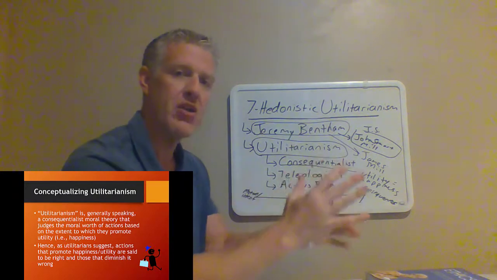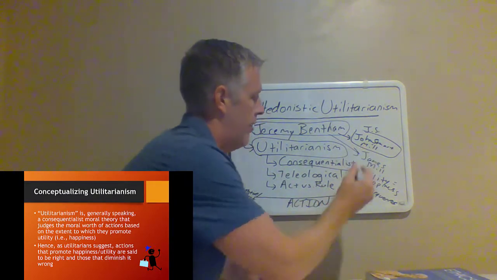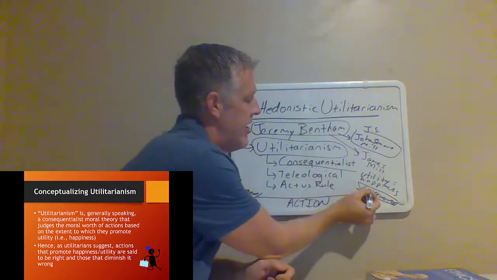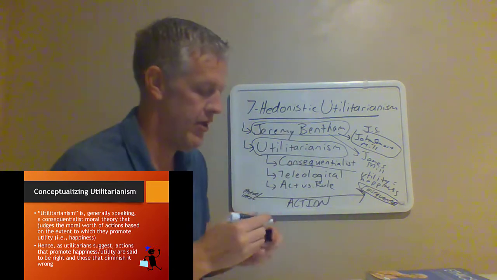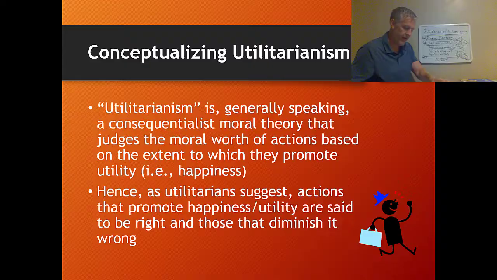It's saying what matters morally has something to do with the consequences. All right? So it's a consequentialist theory. And more particularly, it's going to say what matters is happy consequences. Not just any consequences, but happy ones. So, as utilitarians suggest, actions that promote happiness or utility are said to be right, and those that diminish it are said to be wrong.